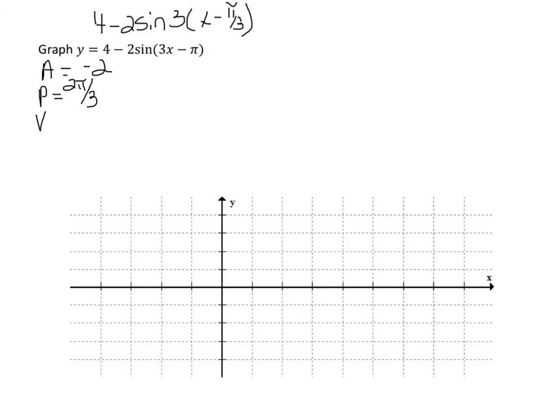The vertical shift is shown here. So this time it didn't get tacked onto the end, it was in the front. But it's always the thing that's going to be separated from the rest of this by either a plus or a minus. So the vertical shift is up 4. And then the phase shift, we're going to look here. We're going to move pi over 3 because that's a minus. We'll move to the right.